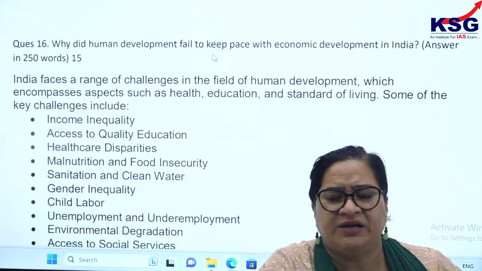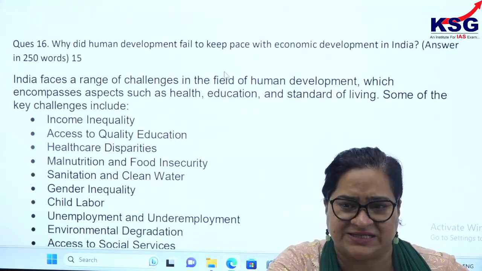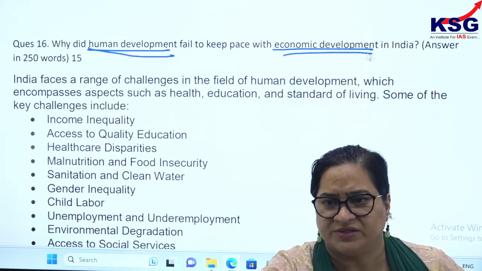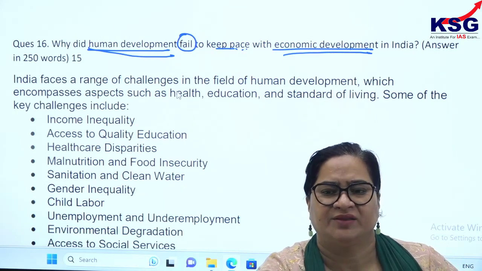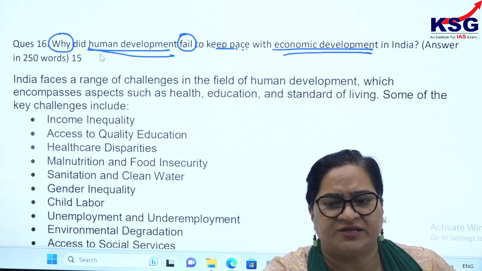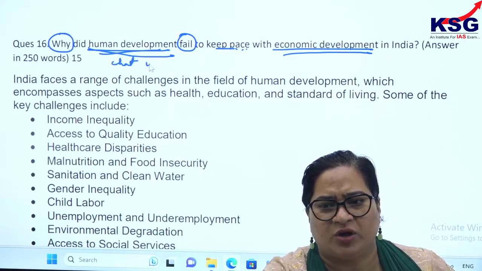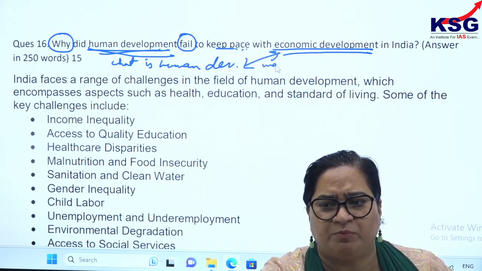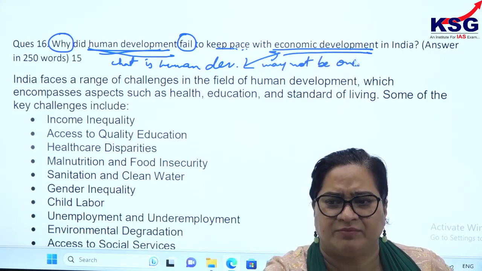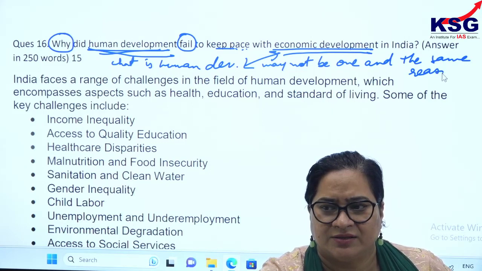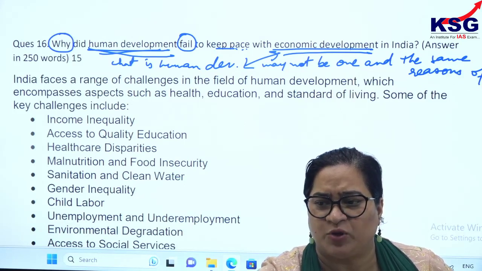Then, why did human development fail to keep pace with economic development in India? Right? Now, human development with respect to economic development, and then failed to keep pace. Why did it fail? So first and foremost, we need to understand what is human development. After understanding what is human development, we need to tally it with how human development and economic development may not be one and the same. Then you have to discuss the reasons of lack of similarity, so reasons responsible for the gap.